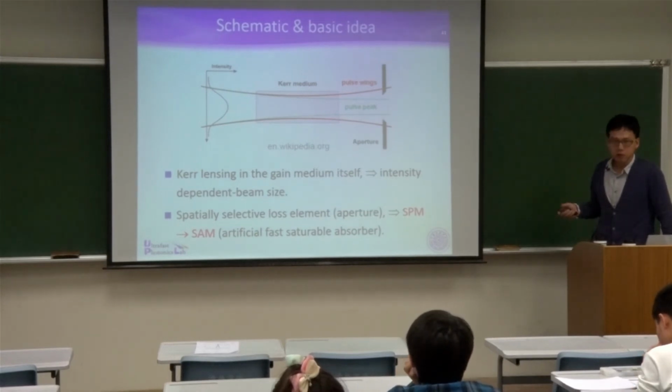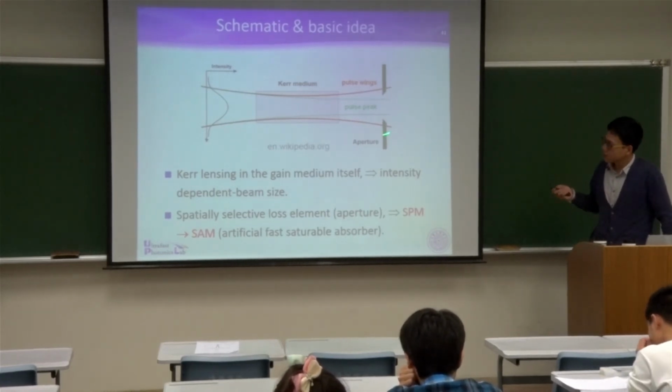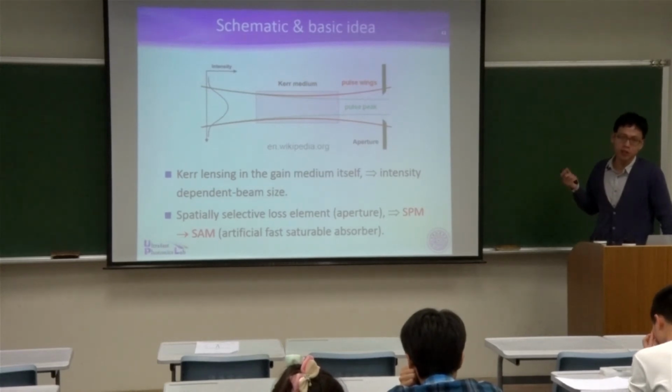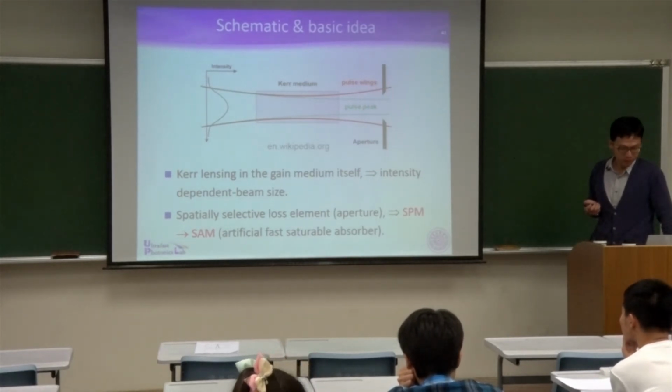Artificial means there is no real material whose response time is faster than your pulse duration. But in this design, a design in your laser cavity that exploits the instantaneous Kerr lensing effect, you achieve an artificial fast saturable absorber. Okay. Any question?